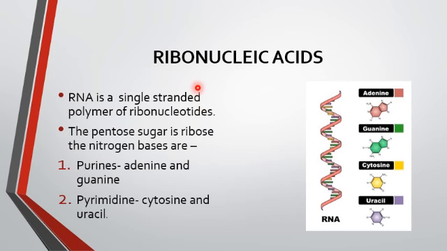Now the second nucleic acid is ribonucleic acid, that is RNA. RNA is a single-stranded polymer of ribonucleotides. So these are the polymers of ribonucleotides, that is adenine, guanine, cytosine and uracil instead of thymine as in the DNA. Pentose sugar is ribose. The nitrogen bases are purines, that is adenine and guanine, they are the same, and pyrimidines, that is cytosine and uracil.